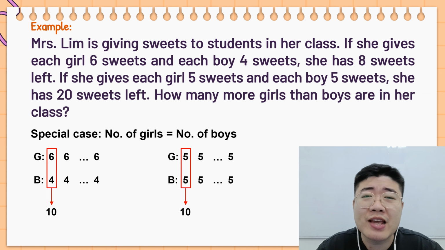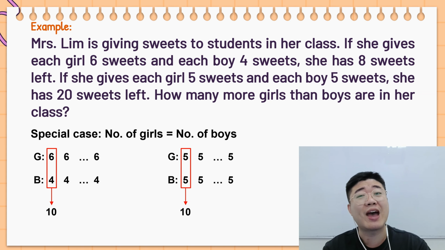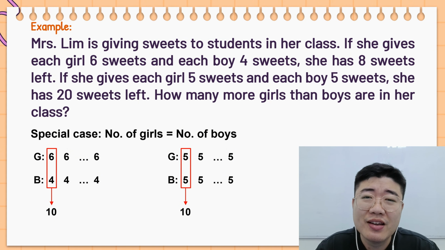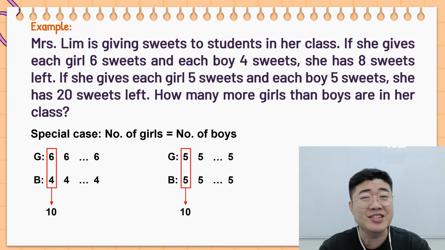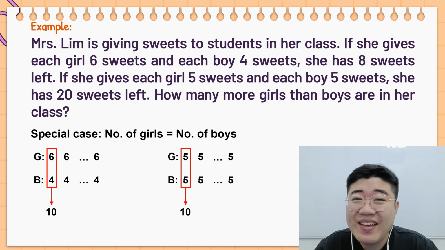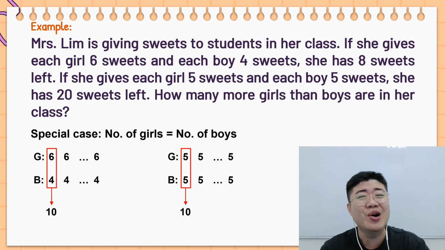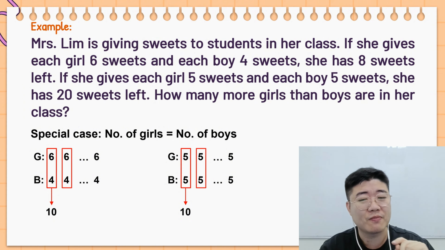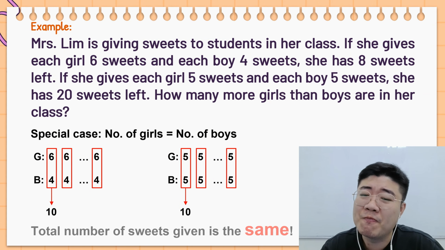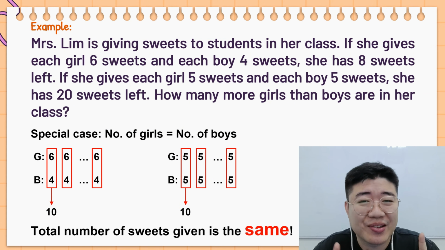Now, if it's the same number of boys and girls, this means we have the same number of groups. So same number of groups, each group is 10 sweets. How about the total? Very good, everyone. The total will also be the same. So after knowing this, we are able to solve the question now.